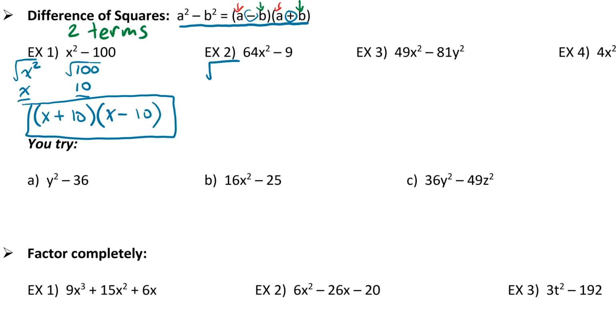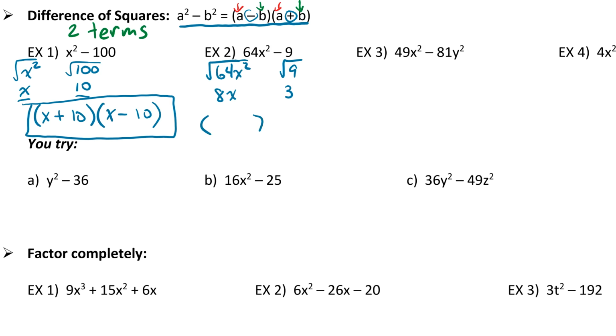So we want the square root of 64x squared. So square root of 64 would just be 8. Square root of x squared would be x. All right, and then we also want the square root of 9. So the square root of 9 would just be 3.